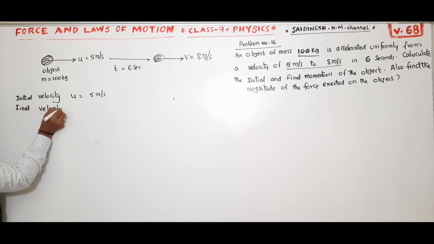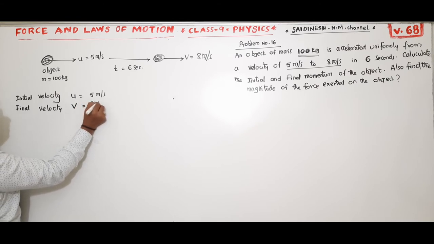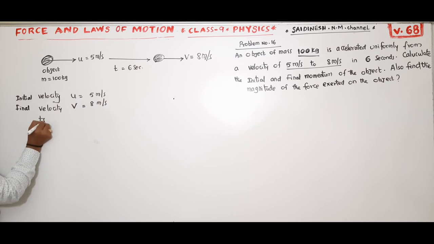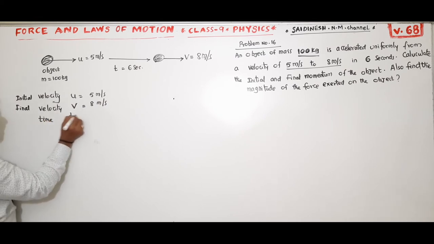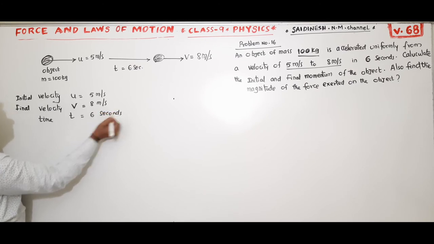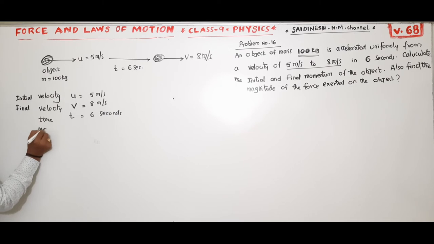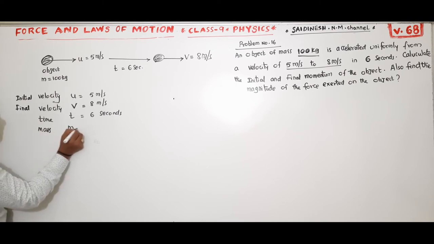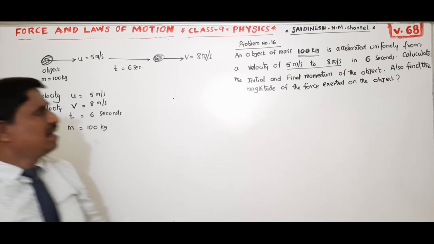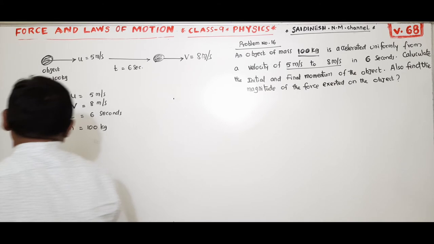Final velocity of the object. Final velocity means v, 8 meter per second. The time taken t is equal to 6 seconds. Now, mass of the object is given as 100 kg. What are they asking? What is the initial momentum? What is the final momentum?